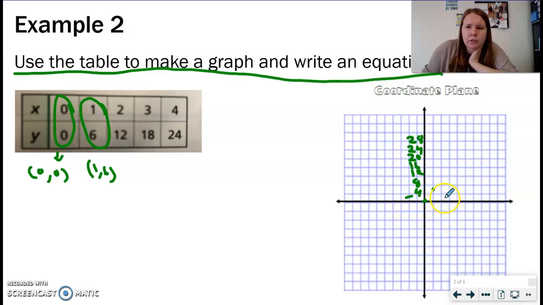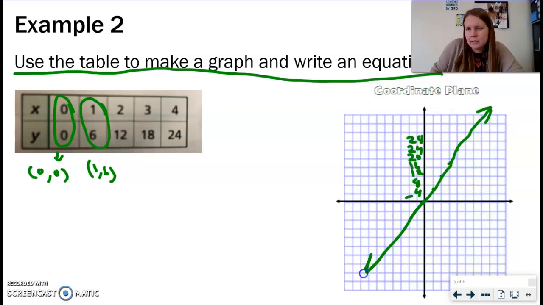All right, then I have 2 and 12. So I'm going to go 2 and 12. Then I have 3 and 18. So over to 3, up to 18, which is going to be in between 16 and 20. And then I have 4 and 24. Again, I want to connect these dots. I will try my best to get straight. And then they continue on because it's a continuous graph. So we want to create an equation based on this.